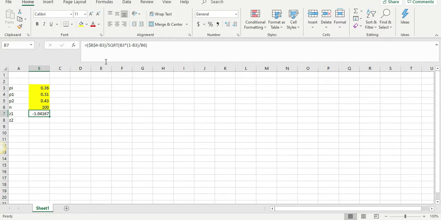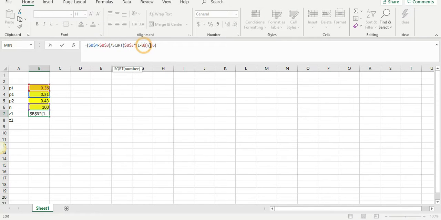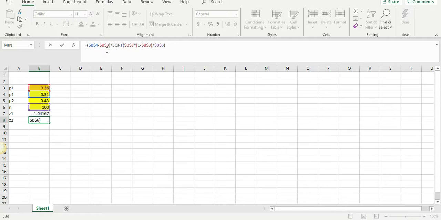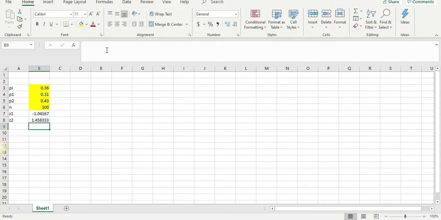I know it's confusing. You're going to have to back it up. So I'm going to go back through and lock all these. When we lock all these, we can click this, drag it down, and then instead of P1 for the very first one, we're going to use P2. So it's going to be B5 in my case. Now we have our two z-scores.